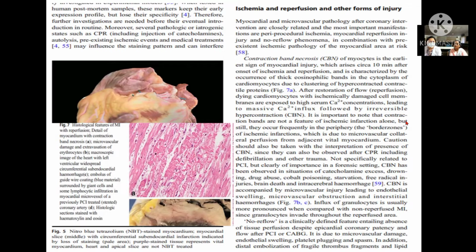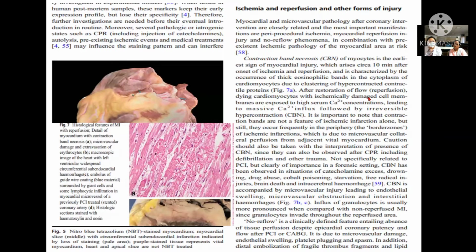It is important to note that contraction bands are not a feature of ischemic infarction alone, but they occur frequently in the periphery or the border zones of ischemic infarction, which is due to microvascular collateral perfusion from adjacent vital myocardium. So caution should be taken with the interpretation of the presence of contraction band necrosis, since they can also be observed after CPR, including defibrillation and other trauma. So there are so many causes for contraction band necrosis. We just put the slide here for observation because the microscopy was so nice. And now we have got to know the causes of CBN.